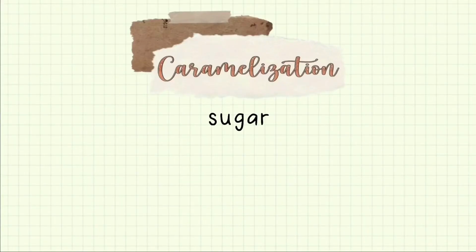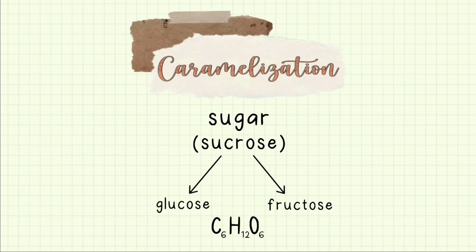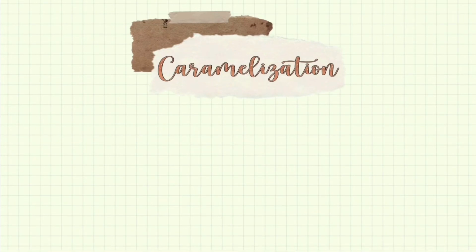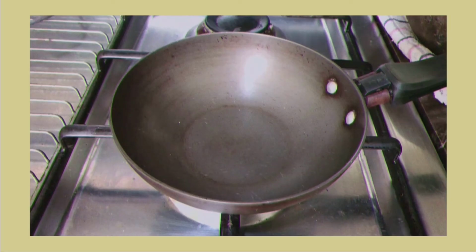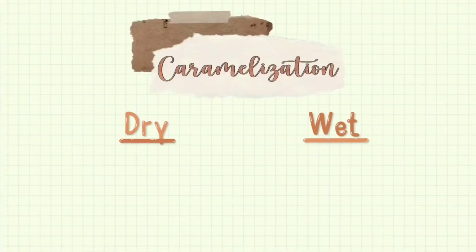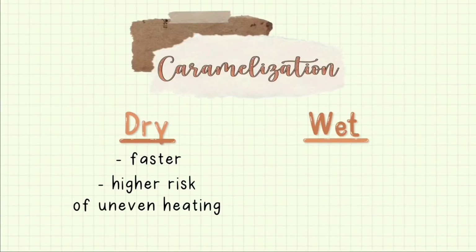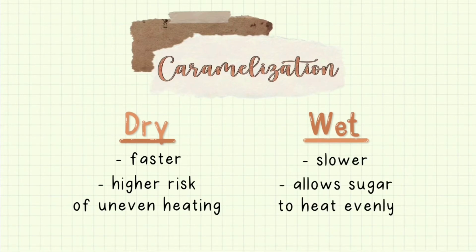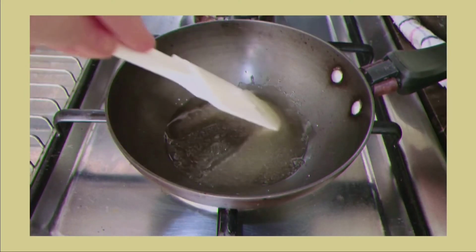Well, the main ingredient for making caramel is sugar, also known as sucrose. Upon heating, sucrose decomposes into its constituent monosaccharides, glucose and fructose. There are two methods on how to make caramel. The dry method only uses sugar, and the wet method uses sugar and water. Although the dry method is faster, it runs a higher risk of uneven heating of the sugar. The wet method allows the sugar to heat evenly as it is dissolved in water.